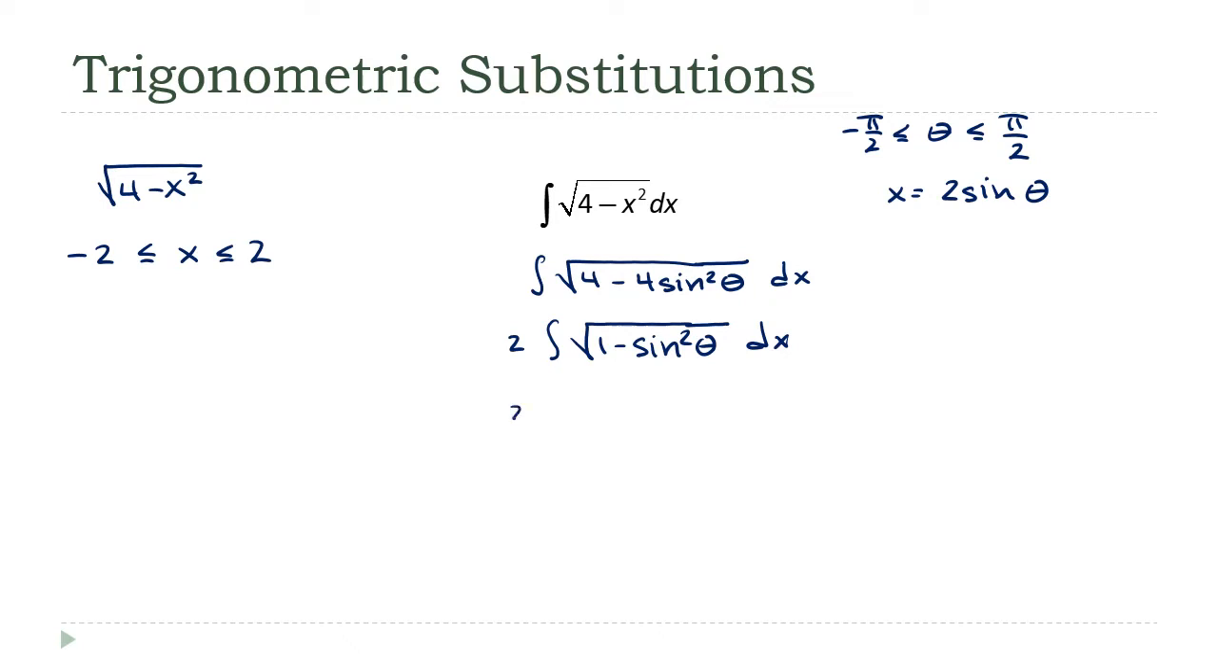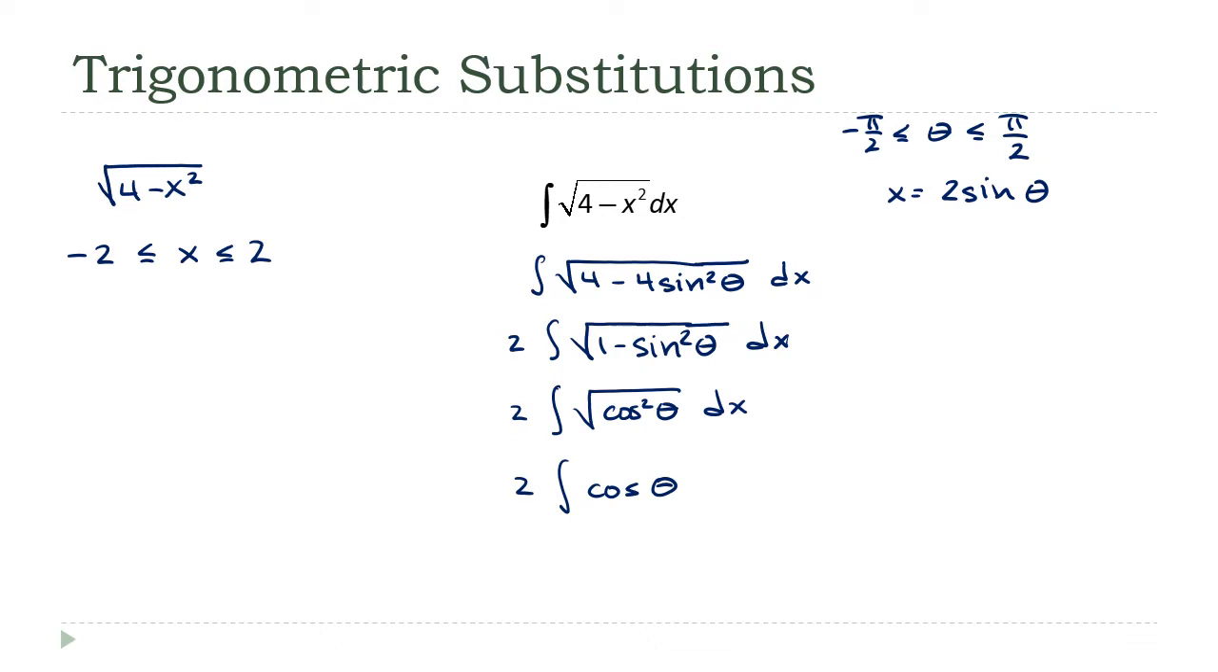So this is 2 integral square root of cosine squared, which is the absolute value of the cosine, right? But here's where knowing what that restriction on theta was is going to come in handy. Between negative pi over 2 and pi over 2, the cosine is always positive. So the absolute value of the cosine will just be the cosine because of that restriction. So this is 2 integral cosine theta.